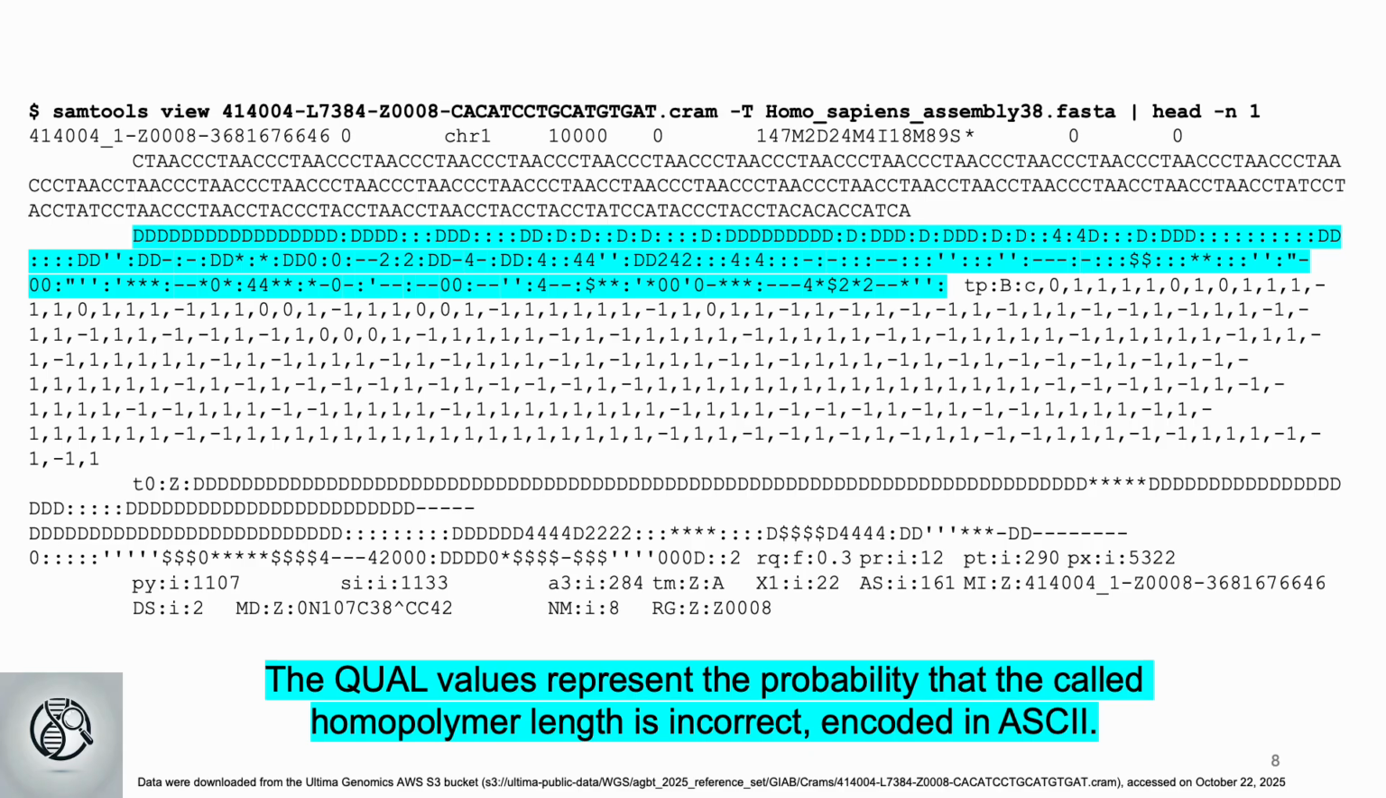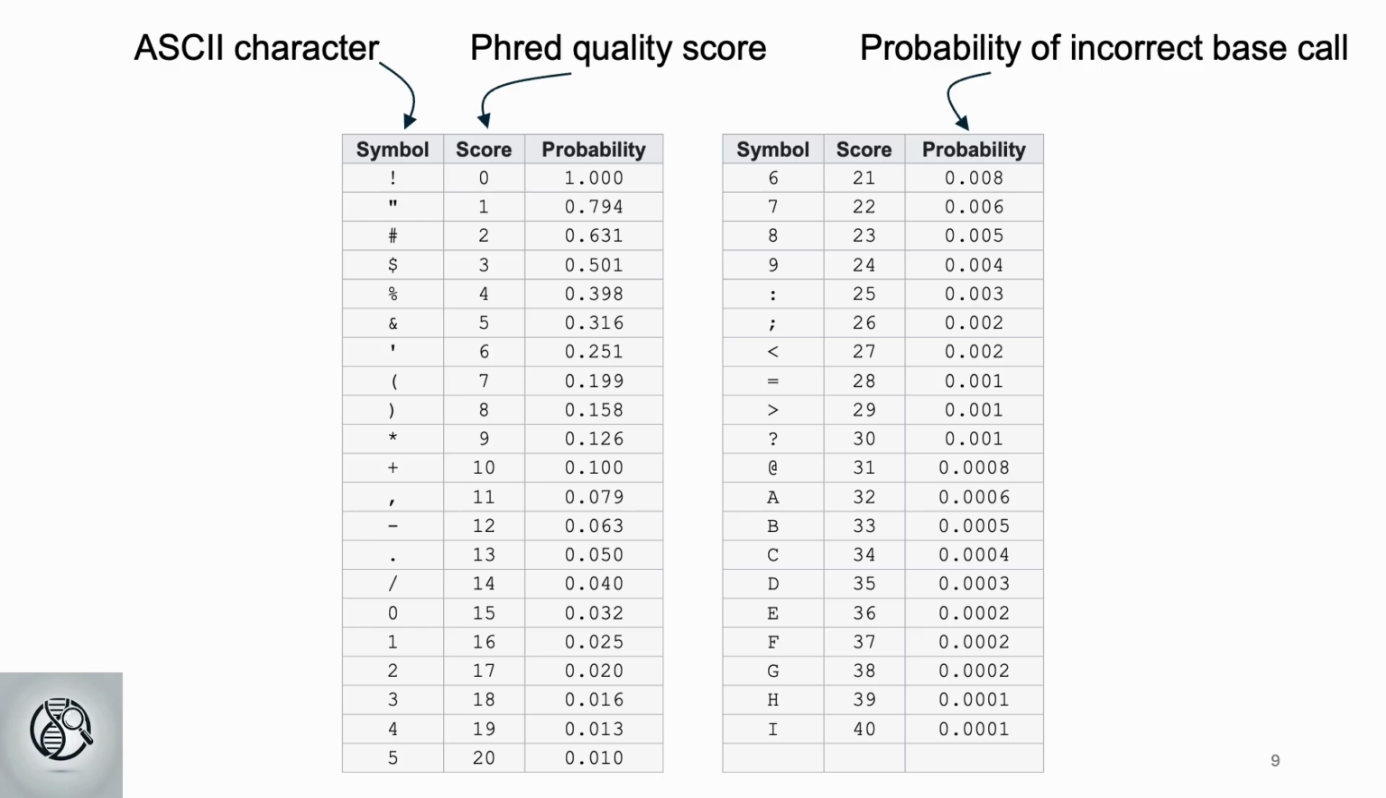Next are the quality values, which represent the error probability of homopolymer length, not substitution errors. These probabilities are encoded as ASCII characters to minimize file size. These ASCII characters can be converted into quality scores using the mapping table shown here.